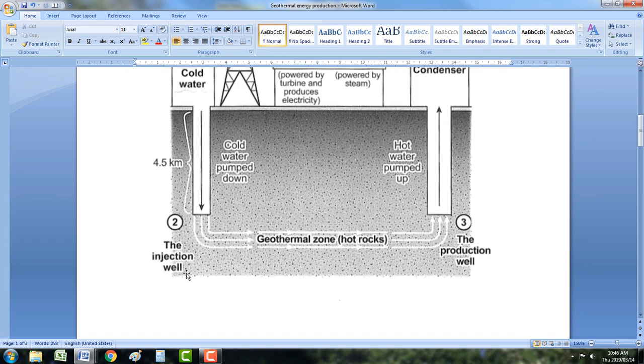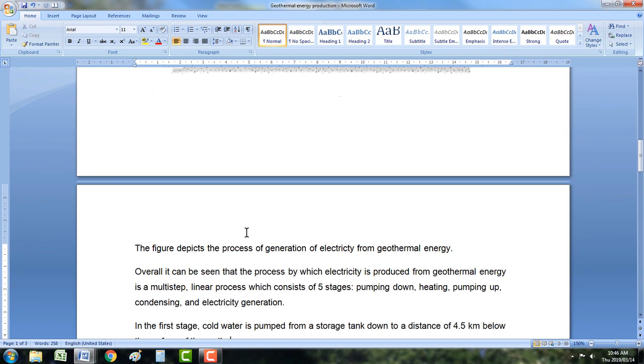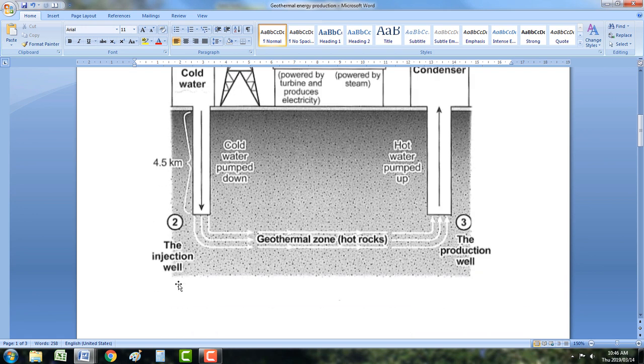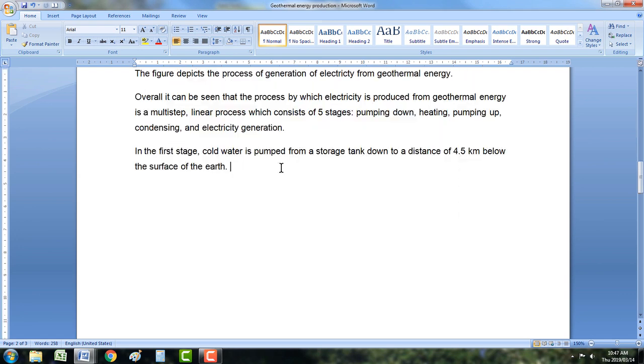The water, you can say travels, or you can say is pumped. It's a question of whether you want to do active or passive here. You could just say moves or goes. I think I'm going to say something simple like moves. Next, the water, I'll do active because it's the water doing it. The water moves through the geothermal zone, which contains hot rocks, to the production well.